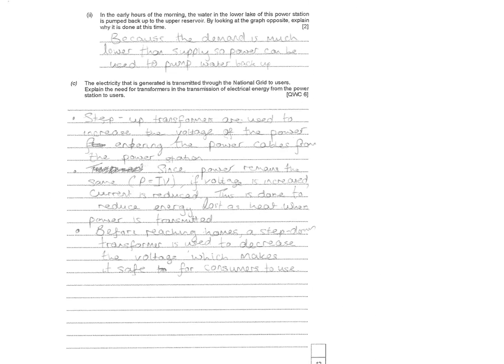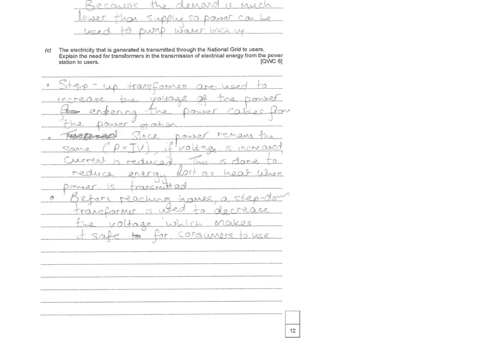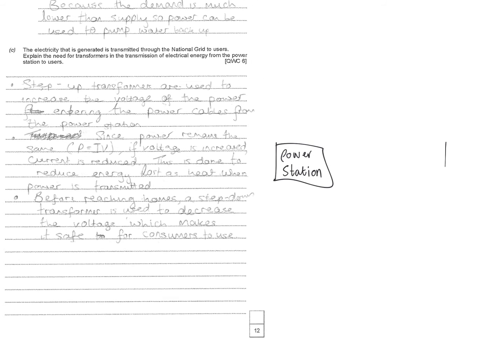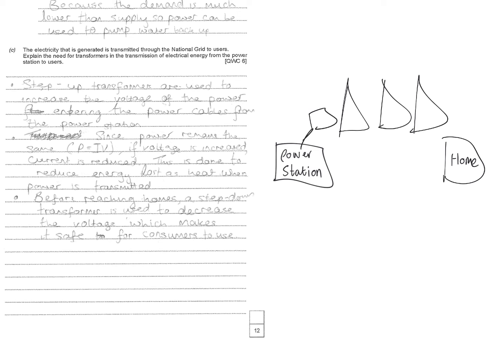Okay. Then this goes on to talk about the national grid. The national grid is a series of wires and pylons that transmit electricity from a power station to your home. Okay, you've got all your series of wires and pylons in the middle here. By here, when it comes out of the power station, it enters into a step up transformer.